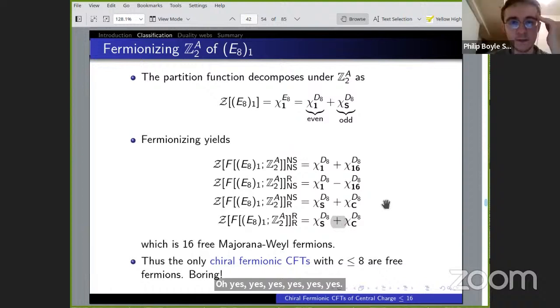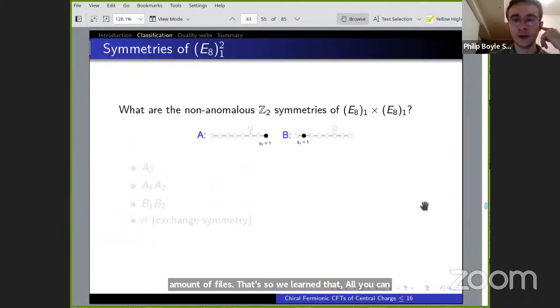Yes. So that's the easiest example, which is E8 level 1. Following this program just gives you 16 free Majorana-Weyls. And so we learn that for c less than 8, all you can get is free fermions.